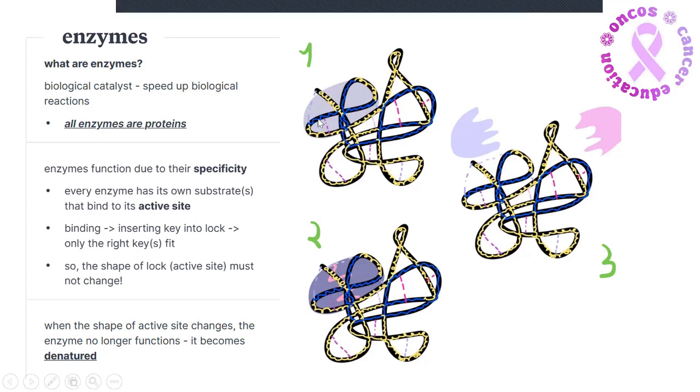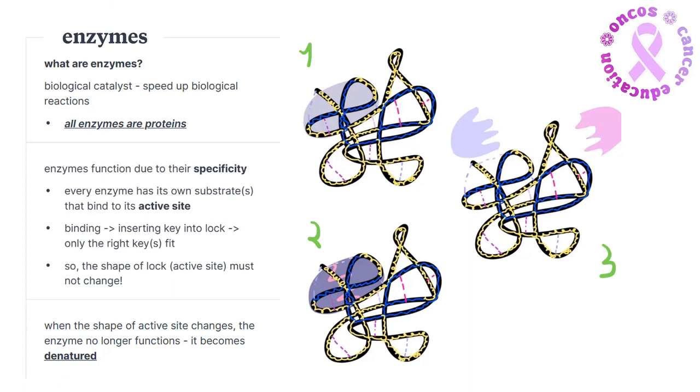And the gray area here is called the active site. It's where the substrate sort of comes in, like how a car comes into a garage. It's like a place for the substrate to sort of dock. Enzymes and substrates, you can think of as a lock and a key. Only the correct key would be effective on the lock. So the shape of the lock and the key must not change.